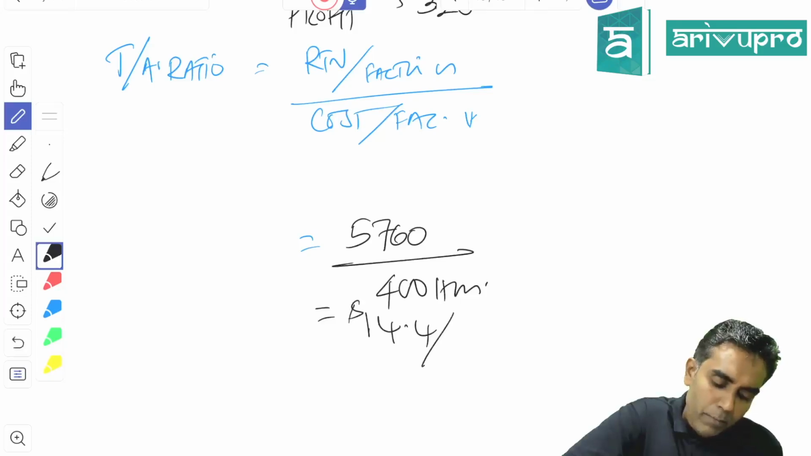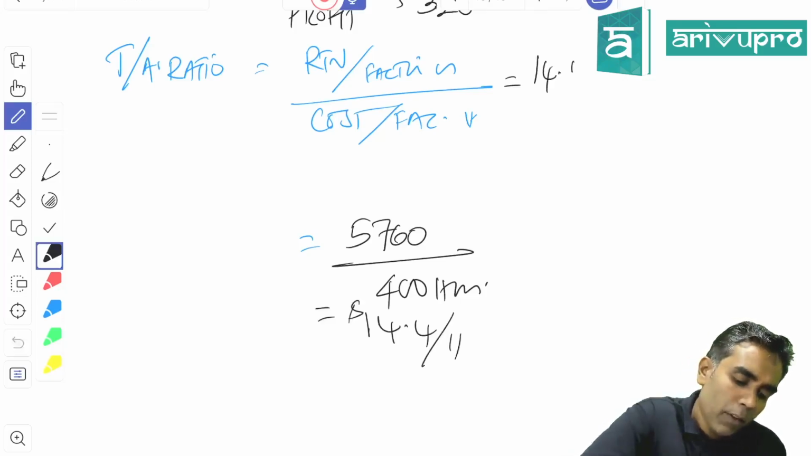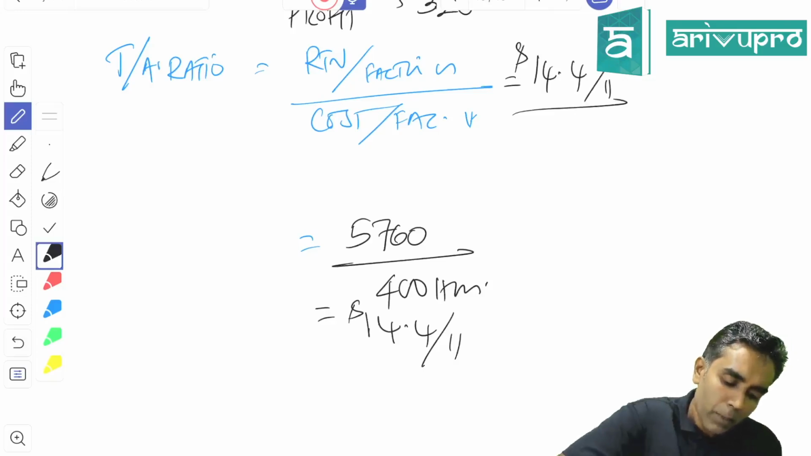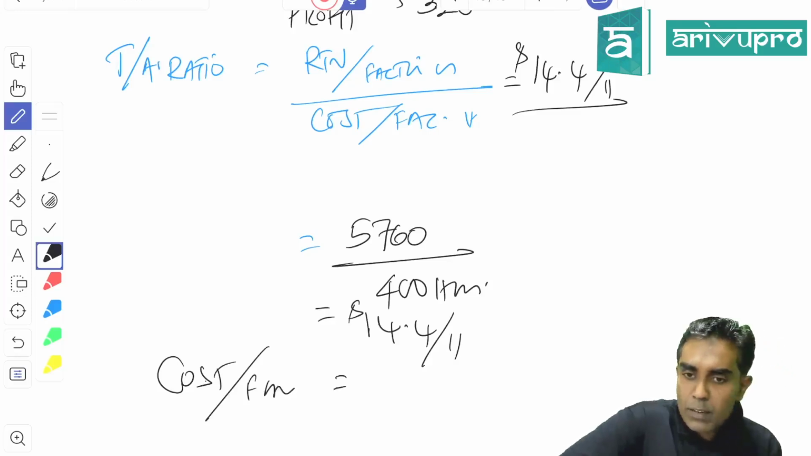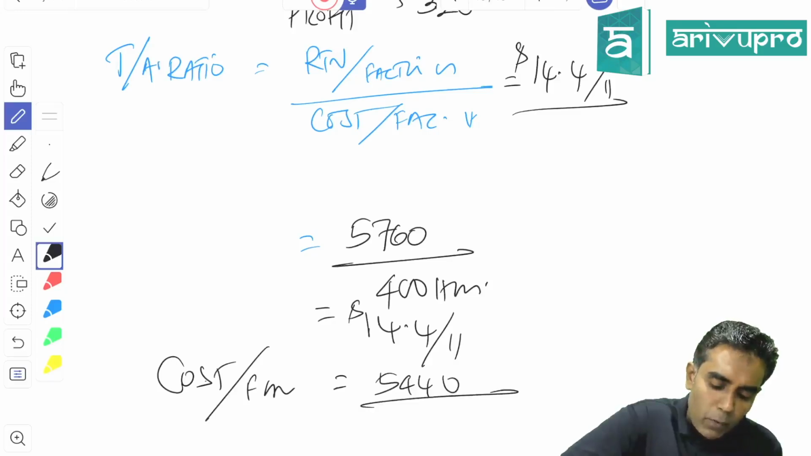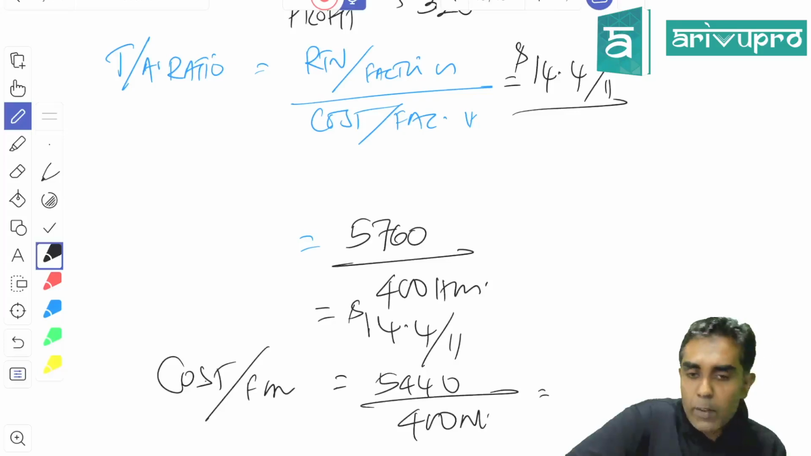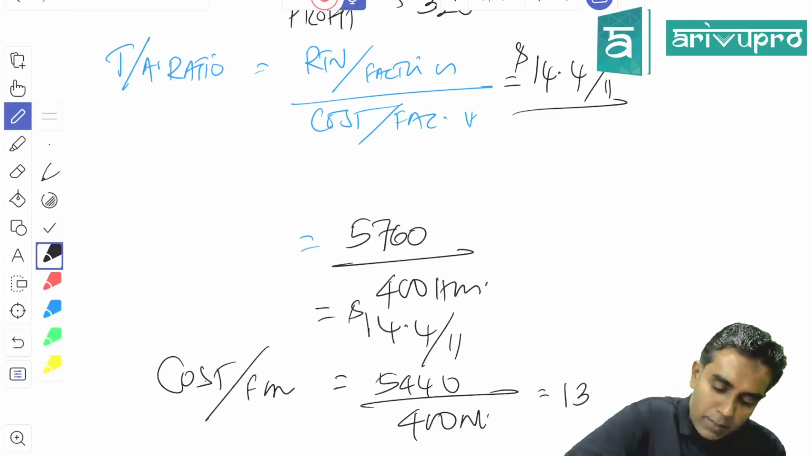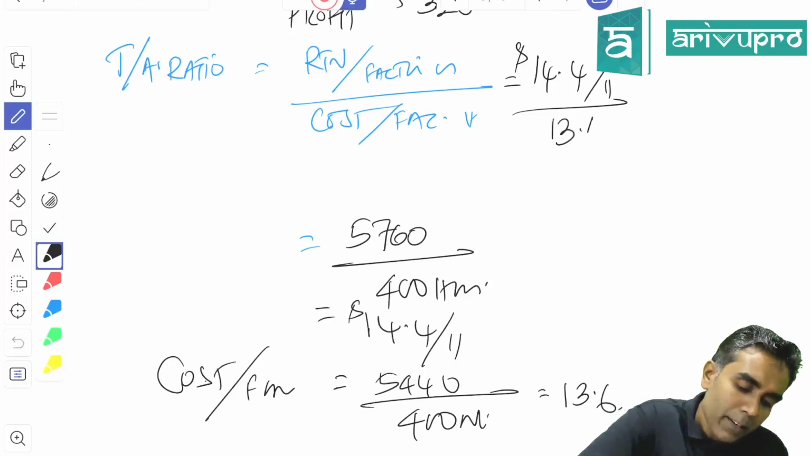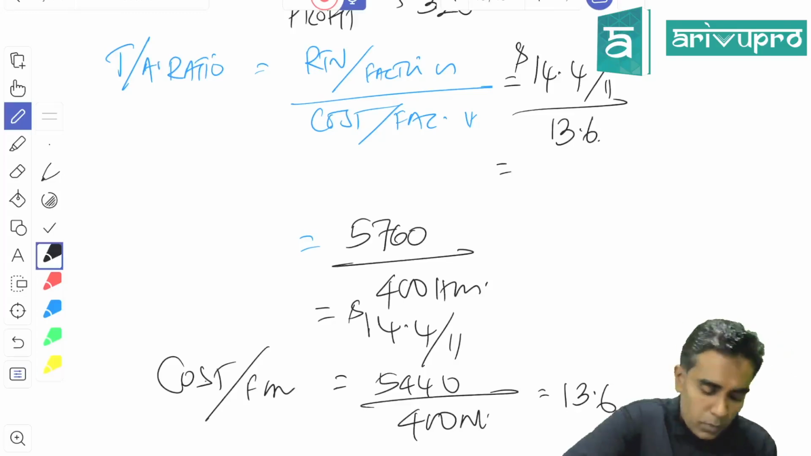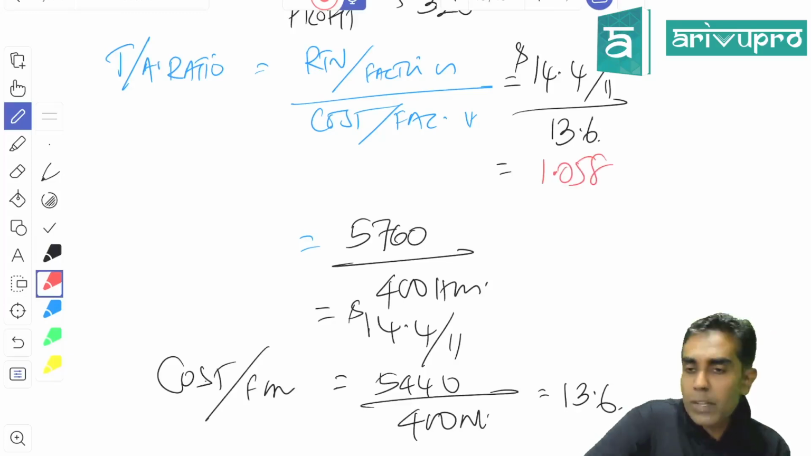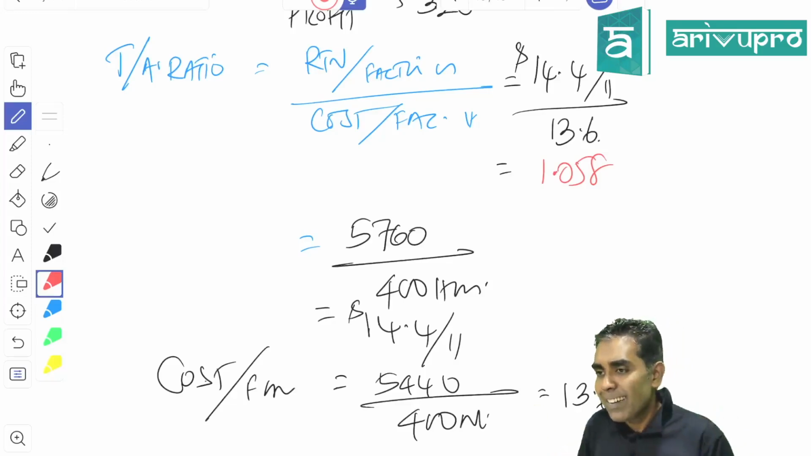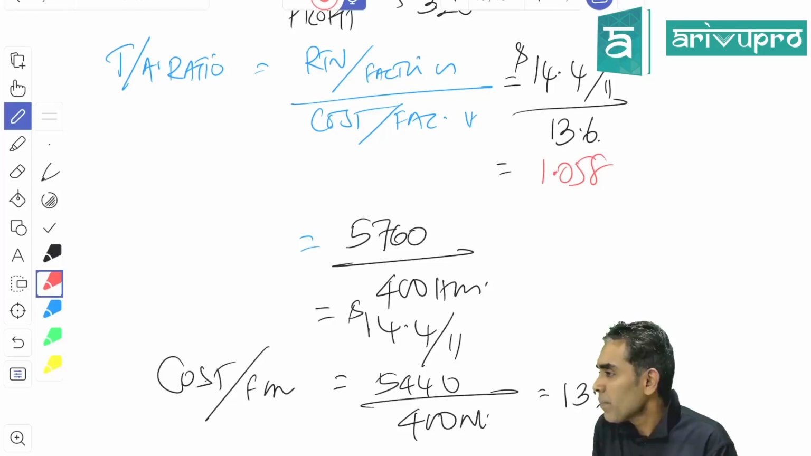$14.4 per hour divided by cost per factory hour. How to calculate cost per factory hour? The cost is 5,440 divided by 400 machine hours. That would give you 13.6. Now divide by 13.6. Then the TA ratio is 1.058. More than 1, so the total product will continue.